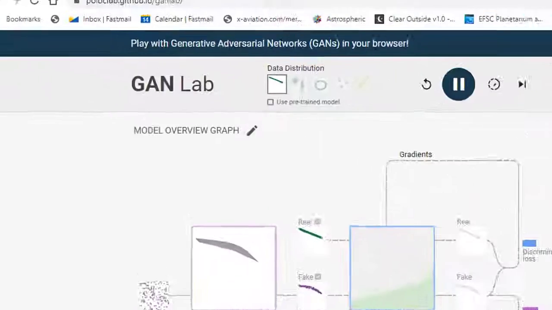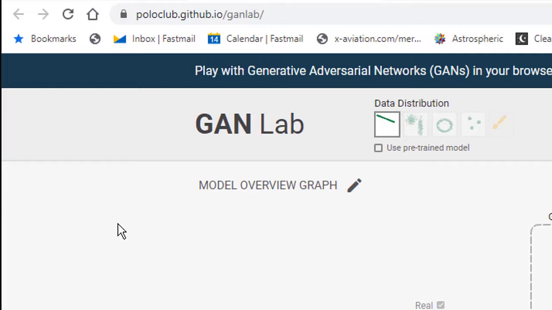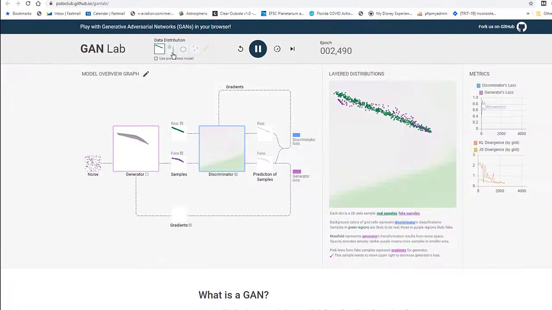So if you want to play with this yourself, head over to poloclub.github.io/GANLab, and you can fiddle with this yourself. There are other models here you can try and play around with different scenarios here and see what happens.